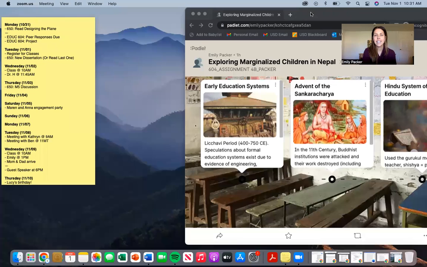I did this last night and then Zoom crashed, so I was not able to salvage the recording. So this is my attempt number two. So here we go. Let's check out my Padlet.